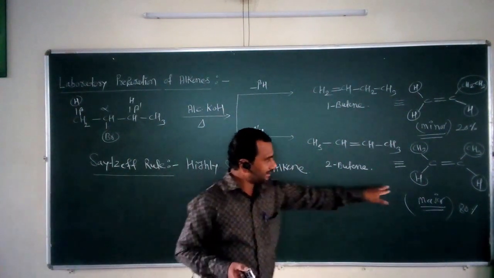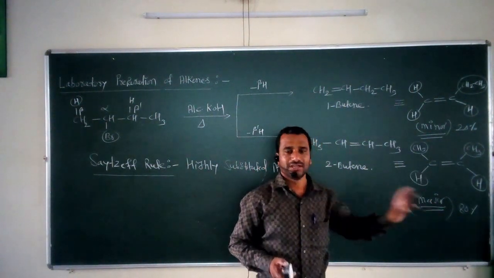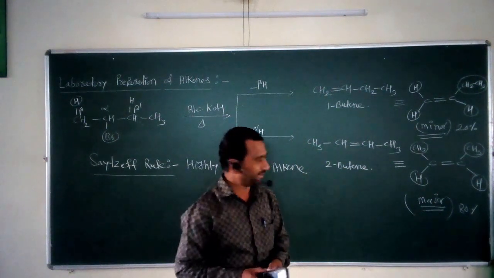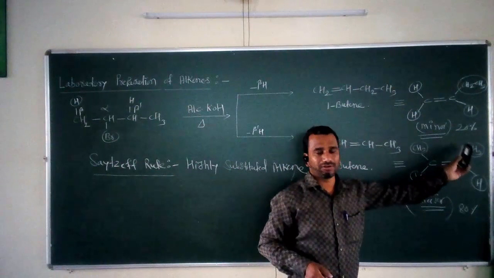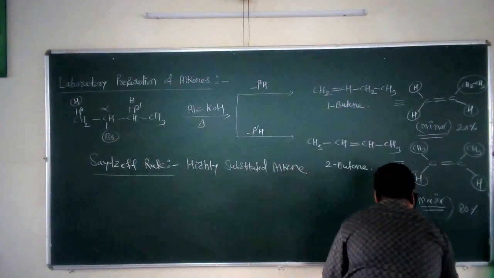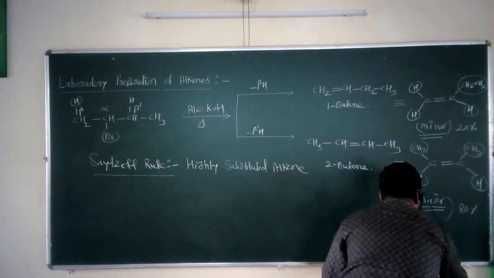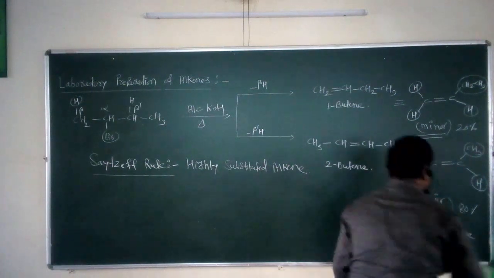Now in this 2-butene, we already discussed this phenomenon. In 2-butene, what happens? Geometrical isomerism can take place. Now which type of geometrical isomerism is this? Two methyl groups are present on the same side. So this is called cis 2-butene.